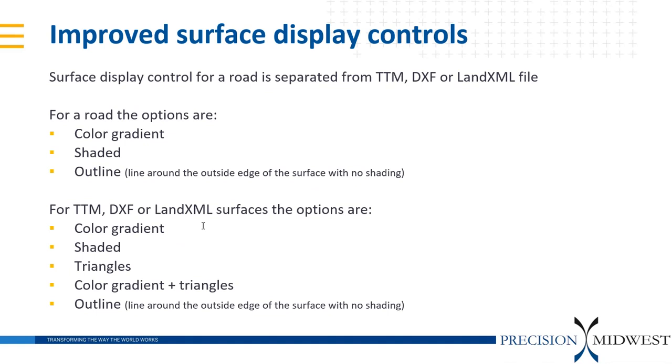Let's see, improved surface display controls. So surface display control for a road is separate from TTM, a DXF, or LandXML. For the road, the options are color gradient, shaded, or outlined, which is basically just a line around the outside of the edge of the surface with no shading, which is a lot easier to read in the middle where your surface would be. For TTM, DXF, and LandXML surfaces, there are, again, color gradient, shaded. You'll see the triangles, color gradient plus triangles if you want, and again, the outline.